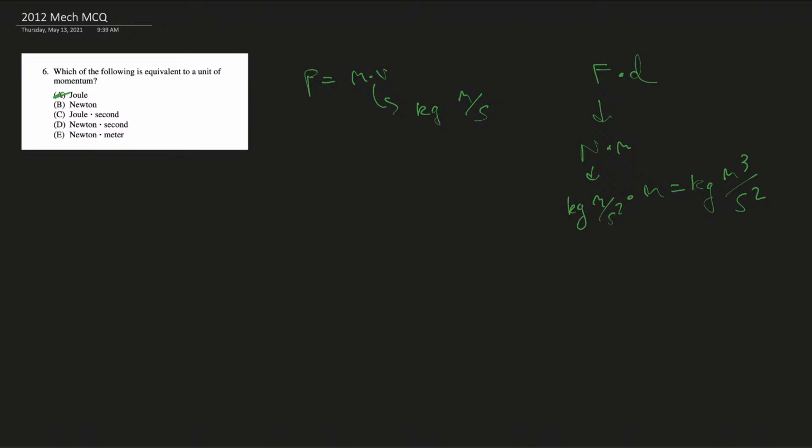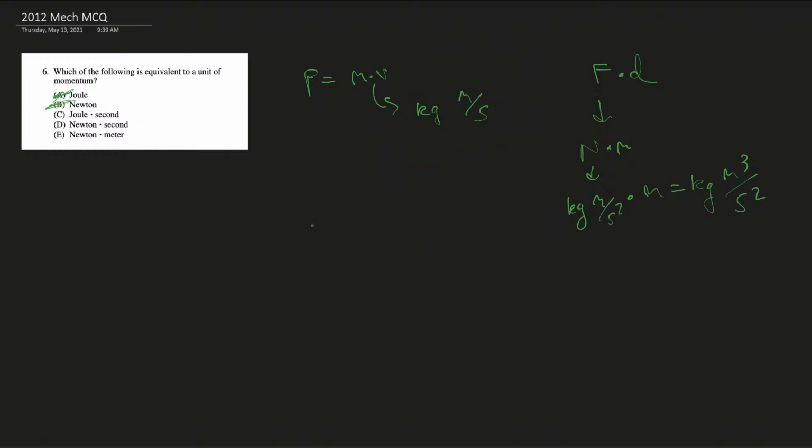Okay, so number 6 says, which of the following is equivalent to the unit of momentum? We know momentum is equal to m multiplied by v, which in units is kilograms times meters per second. If we look at joules, joules is force times distance, or newtons times meters. And newtons is the same as kilograms meters per second squared, because it's mass times acceleration. Multiplied by meters, that gives us kilograms meters squared over seconds squared. That's not kilograms meters per second. If we look at newtons, again that's kilograms meters per second squared. That's not it either.